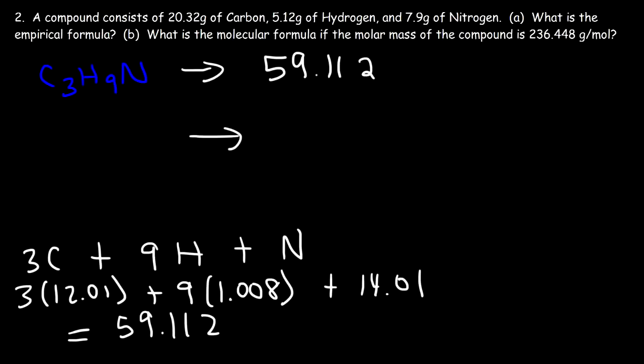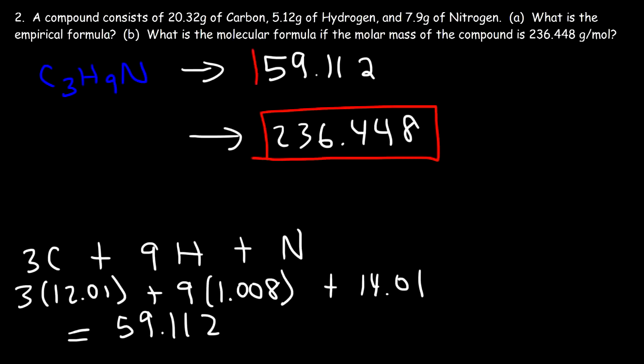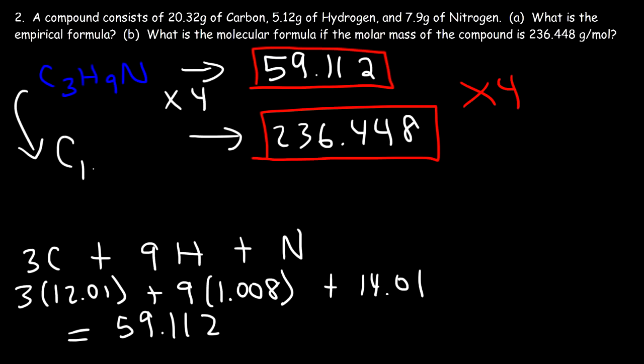Now we need to find out the molecular formula that corresponds to 236.448. So what you want to do at this point is take the molar mass of the molecular formula and divide it by the molar mass of the empirical formula. 236.448 divided by 59.112, that's equal to 4. So therefore, we need to multiply the subscripts of the empirical formula by 4. So 3 times 4 is 12, 9 times 4 is 36, 1 times 4 is 4.